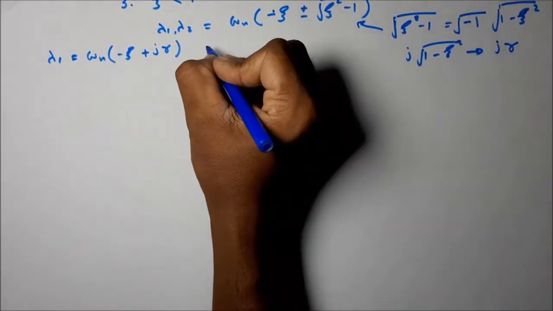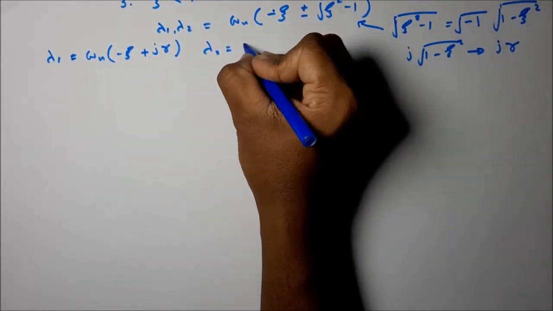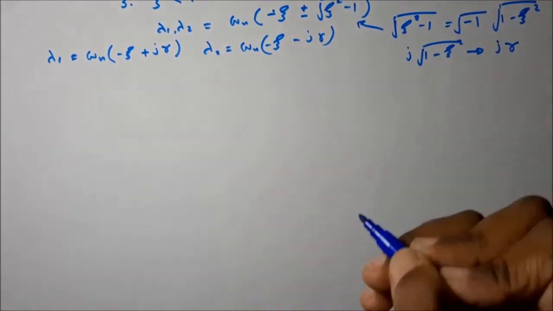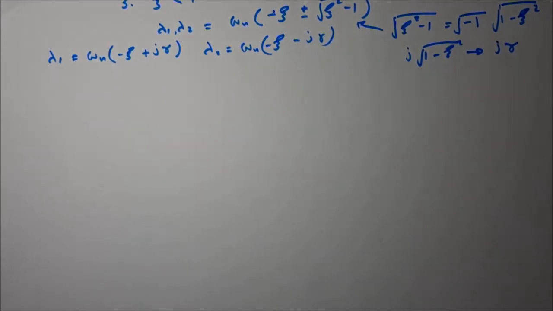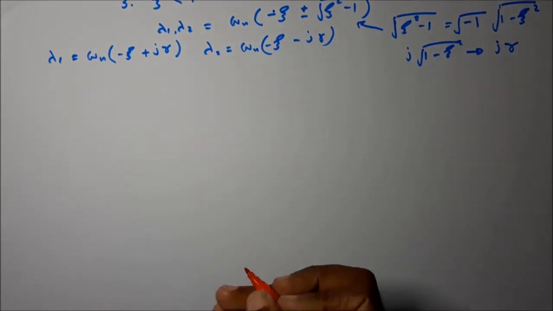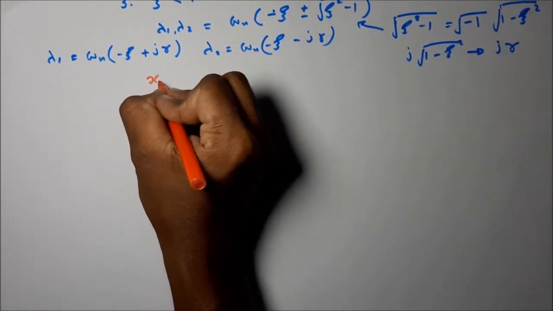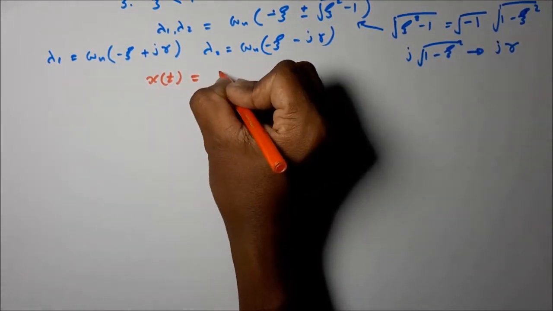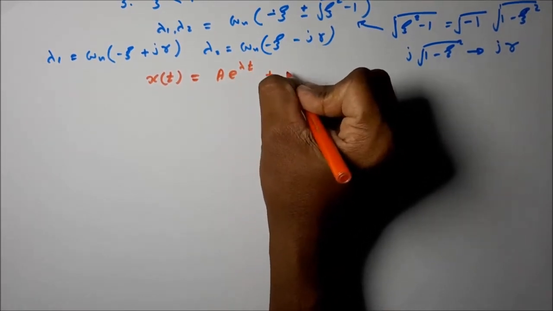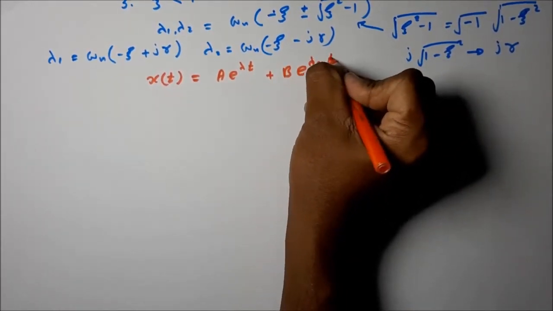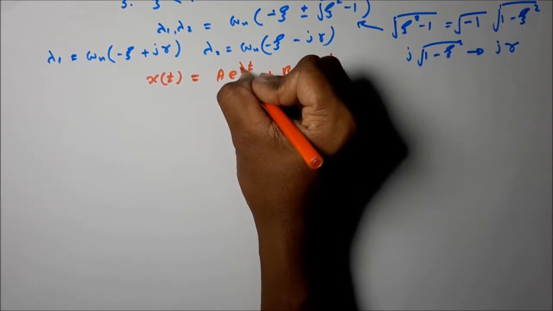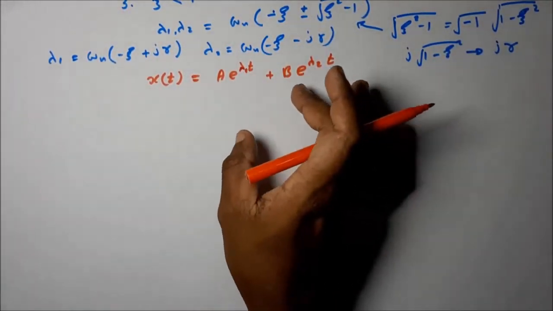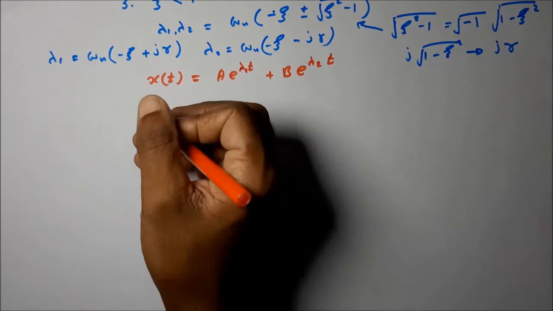First lambda 1, then lambda 2. We can write lambda 2 is equal to omega n minus theta minus j gamma. Then the solution, we can write this solution the same as in the first condition situation: A e^(lambda 1 t) plus B e^(lambda 2 t). That means the linear combination of these independent solutions. We have two independent solutions, but imaginary; still, we can write the solution as a linear combination of these solutions.